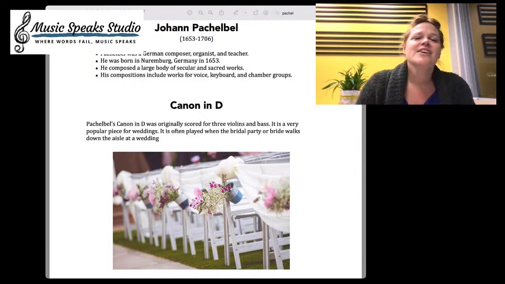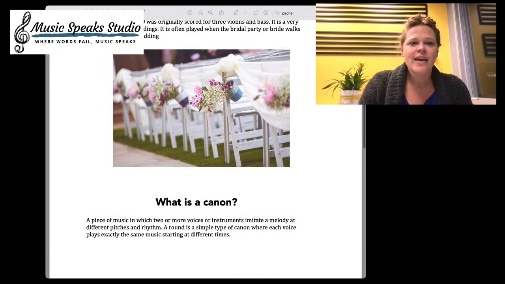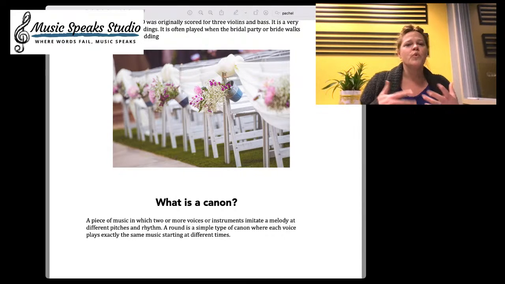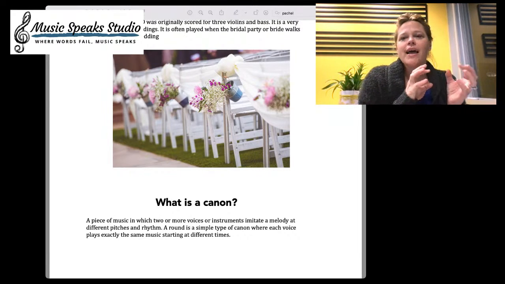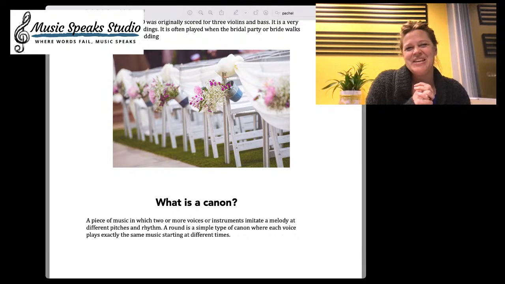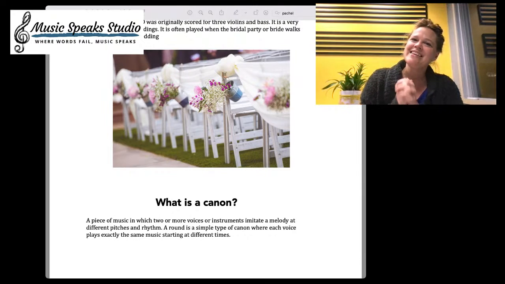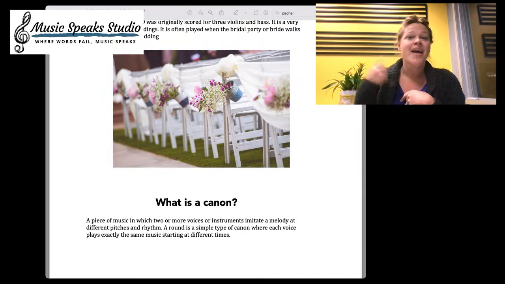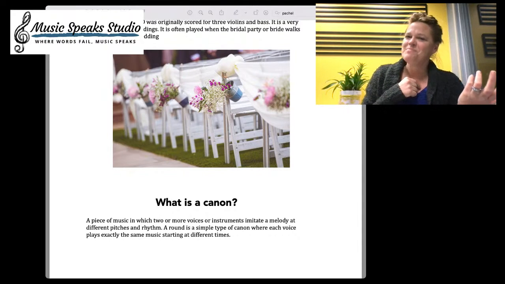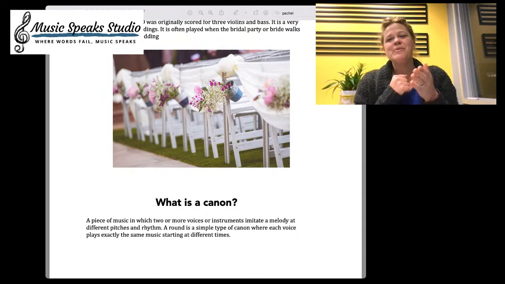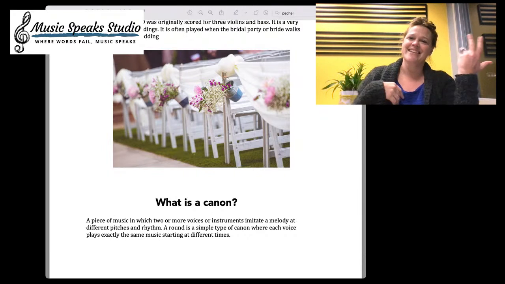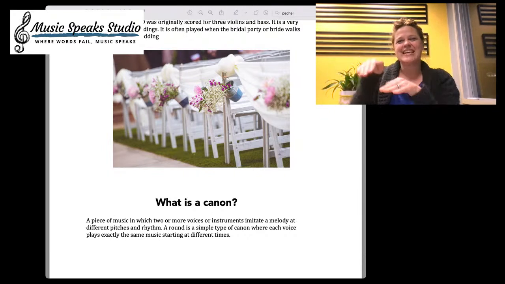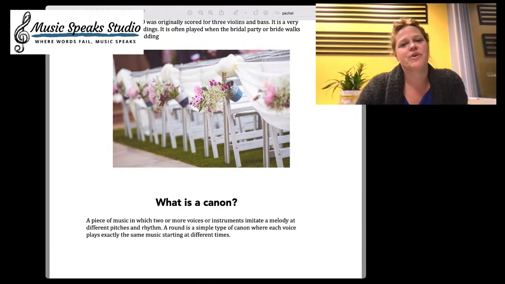So a canon is a piece of music in which two or more voices or instruments actually imitate the same melody but at different pitches or different rhythms. One of the most famous canons that you probably already know is Row, Row, Row Your Boat. Gently down the stream. And then when I start singing merrily, merrily, merrily, somebody else maybe comes in with row, row, row your boat. So while I'm singing merrily, merrily, they're singing row, row, row. And so they kind of move together in sync, even though we're singing different words.